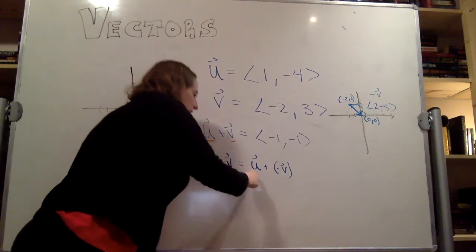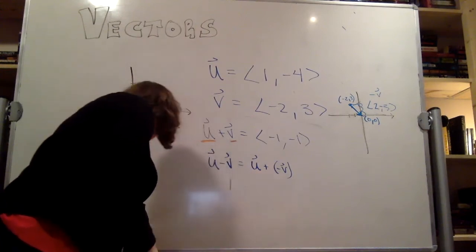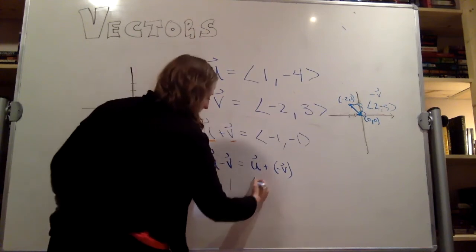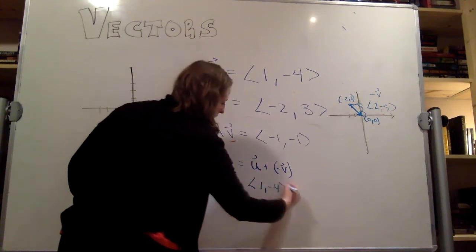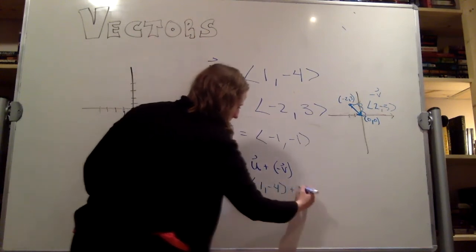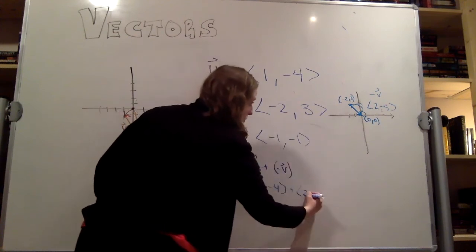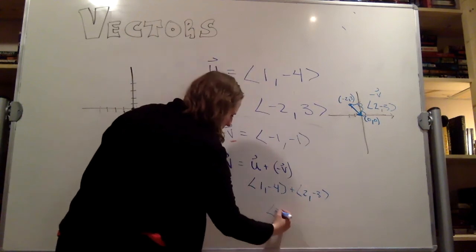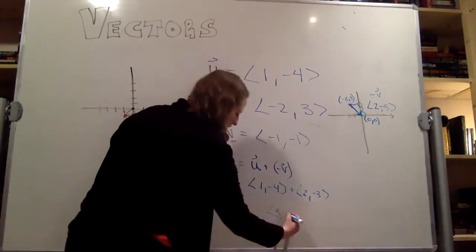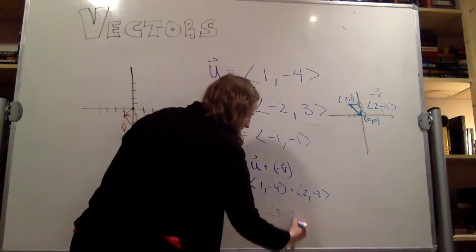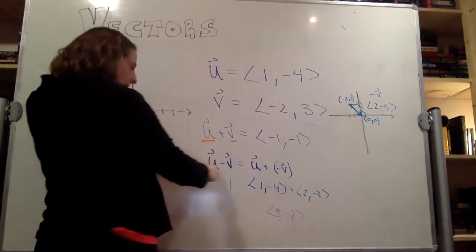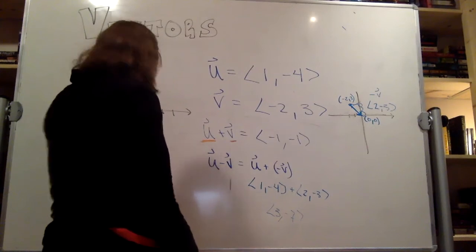That means that I can think of u plus -v as 1, -4, plus our negative v, which is 2, -3. So that'll give us 1 plus 2, which is 3, and -4 plus -3, which is -7. So I expect u minus v to go to 3, -7.